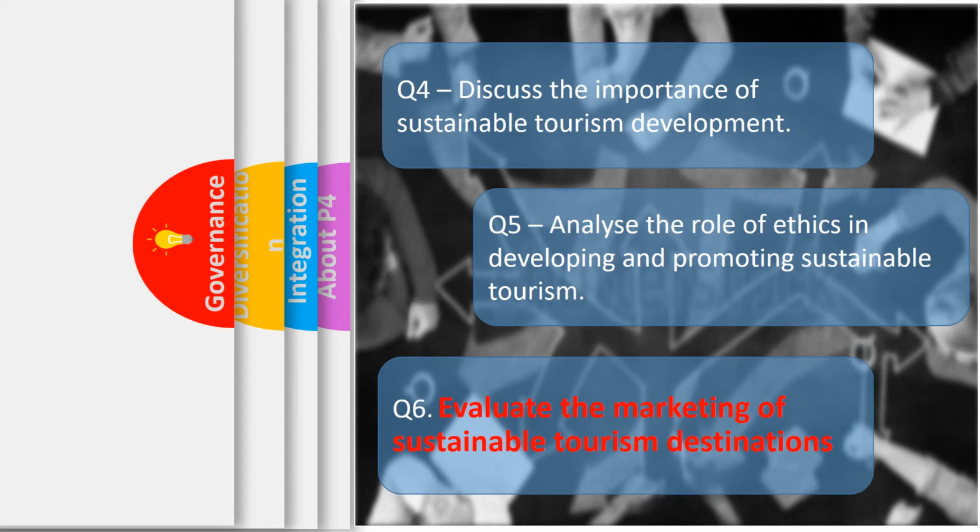And then the third question says to evaluate the marketing of sustainable tourism destinations. So evaluate is the key word here. Evaluate in the English dictionary means to weigh up. To weigh up means to look for the pros and cons, the advantages and disadvantages. So what are the advantages and disadvantages of marketing sustainable tourism destinations, which we will look at. We'll be looking at the complete marketing process from A to Z, and seeing what the pros and cons of this are. And then we're bringing in ethics and corporate social responsibility into the promotion of this.